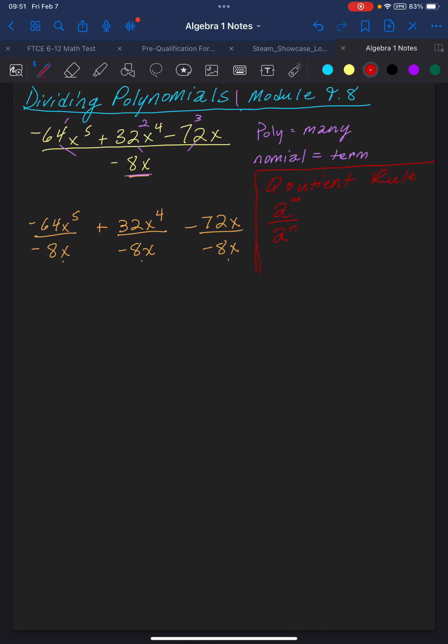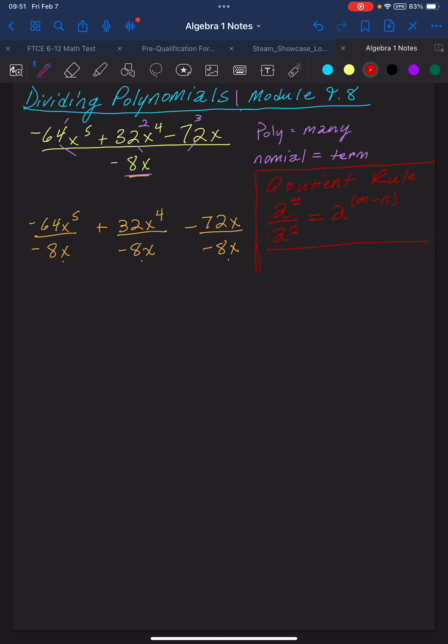If I have A raised to a power in the numerator, and A raised to a power in the denominator, because I have the same variable, this is A, that's A, I'm going to subtract my exponents. Now, remember, you subtract the exponent that's in the denominator, in this case N, from the exponent that's in our numerator, M. So I'm subtracting N from M. Okay?